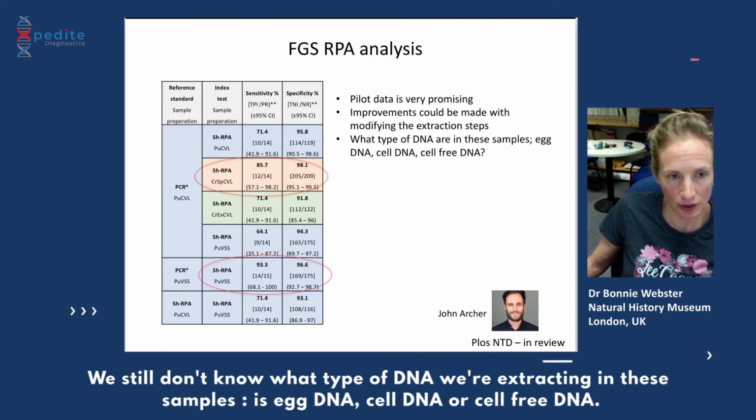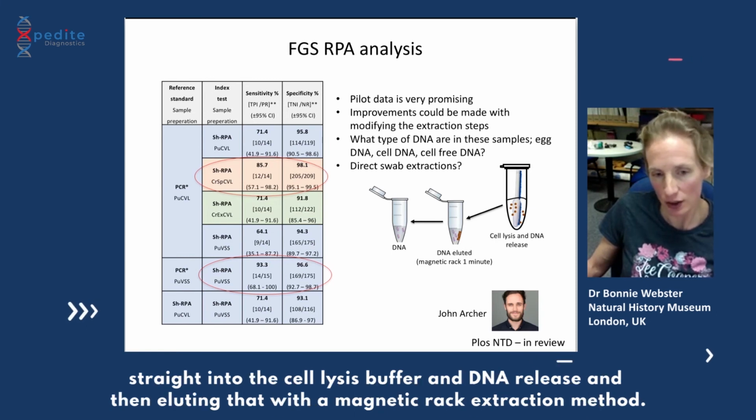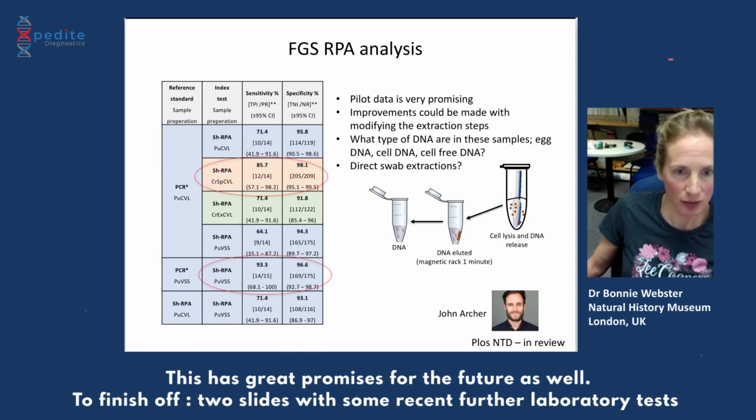We still don't know what type of DNA we're extracting from these samples. Is it egg DNA, cell DNA, or cell-free DNA? But we also think we can come up with protocols or test protocols that use direct lysis, putting a swab straight into the cell lysis buffer and DNA release, and then eluting that with a magnetic rack extraction method. So this has great promise for the future as well.